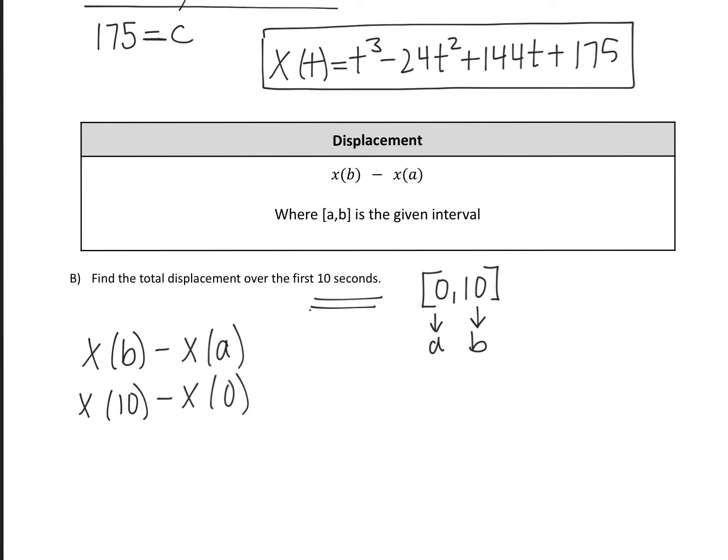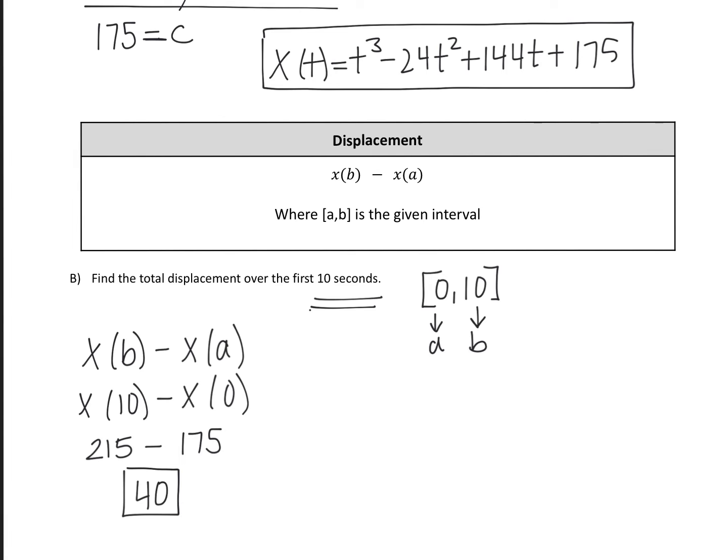So take a minute, go into your x of t function, the function we just found, plug in 10, plug in 0, and then subtract. So take a minute to actually do that, pause the video, and then hit resume when you're ready for the answer. Okay, so for x of 10, you should have gotten 215. And for x of 0, you should have gotten 175. And when you subtract these values, you should get 40. So we have a displacement of 40.